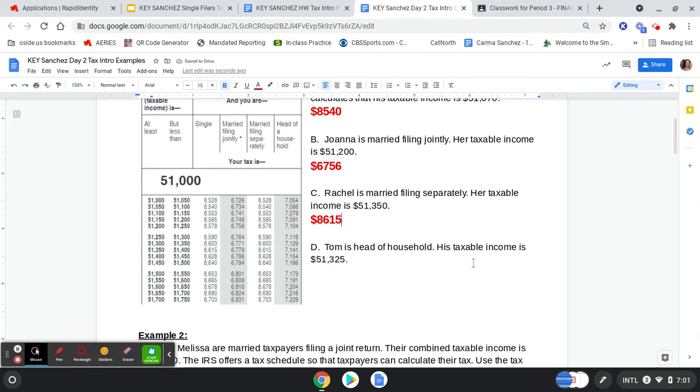Tom is head of household. His taxable income is 51,325. So I'm seeing that that's here in this second row. Head of household is all the way to the end, 7129.